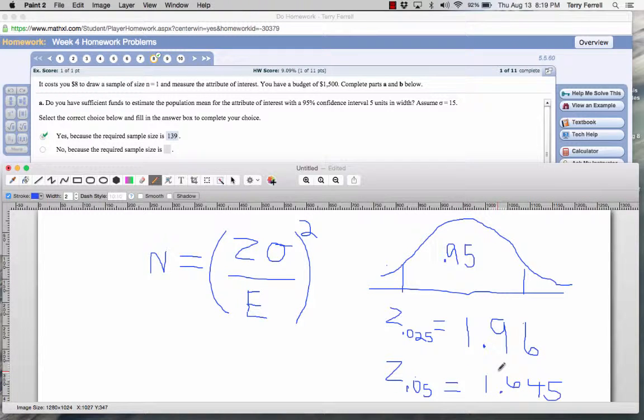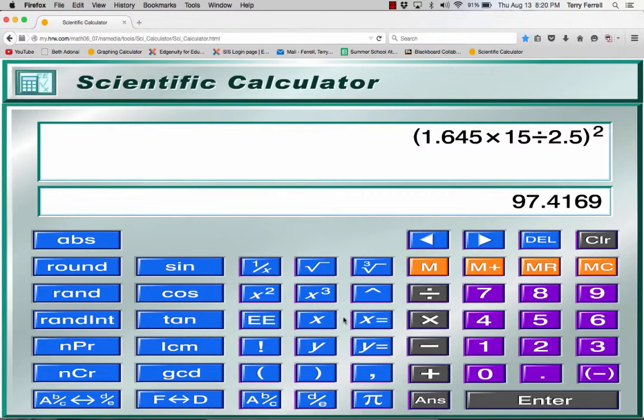So basically, I'm just going to plug everything into the formula to find how many I should sample. My z for the first part is 1.96. Standard deviation is 15. My e is 2.5 because it's half of the width. You only want the plus or minus, so you have to take half of that. That's the part that was throwing a lot of people off, taking half of that. I have it plugged in over here. This is the one with the 1.96.